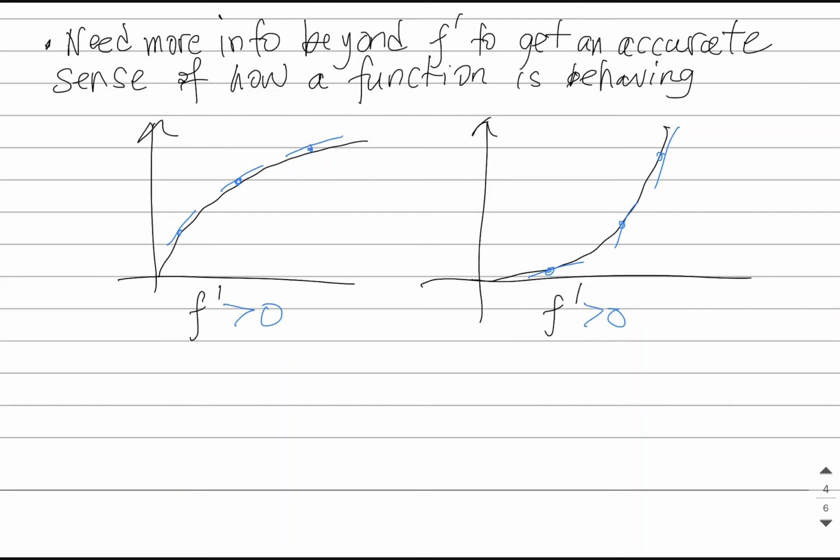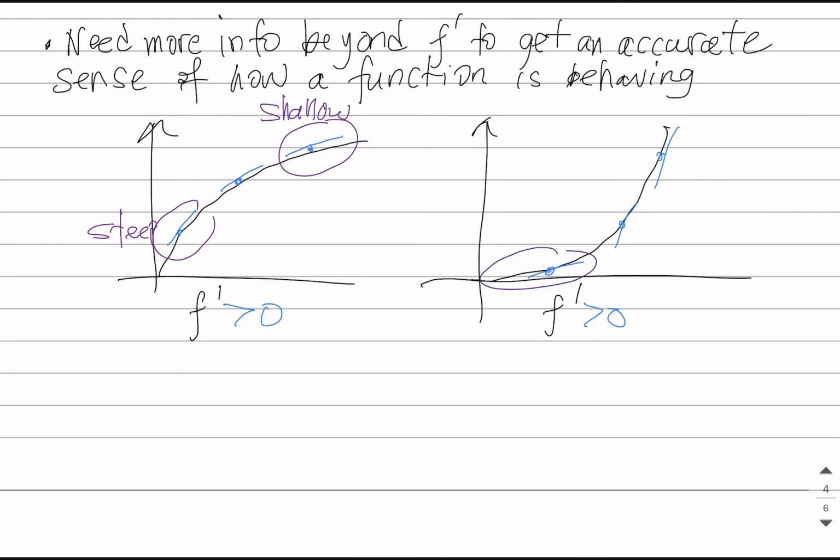So as far as F prime is concerned, these two functions are kind of the same. They're both positive derivatives, but our eyes can see that they are clearly not. We need to talk a little bit more about what is going on here. We can see that here we have a very steep slope, whereas here we have a shallow slope.